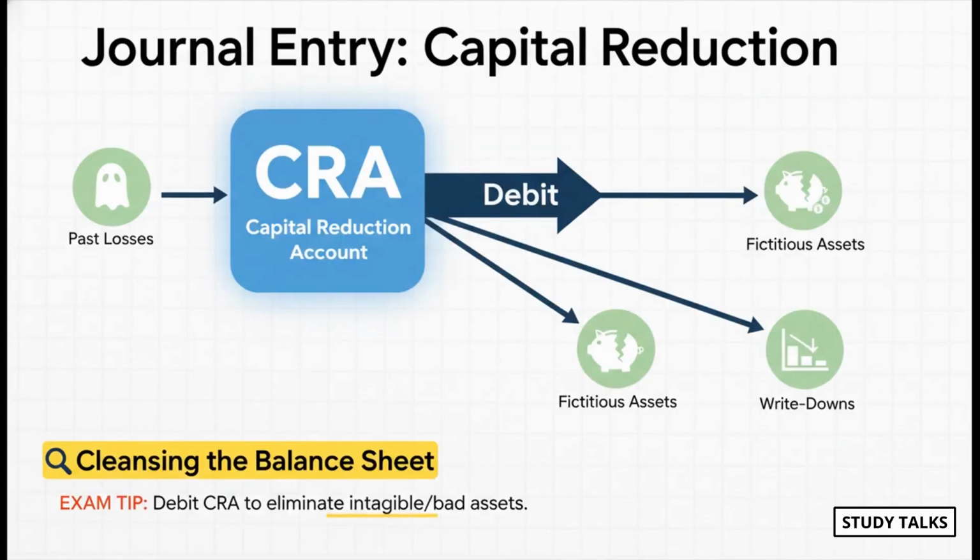The journal entry for all this is actually pretty simple. It's just one big debit to the capital reduction account, using up all that money we collected. And on the credit side, we're just listing all the junk we're throwing out. Goodwill, patents, the P&L account, we're reducing inventory and creating the new provision. And just like that, the balance sheet is finally cleansed of all its old baggage.